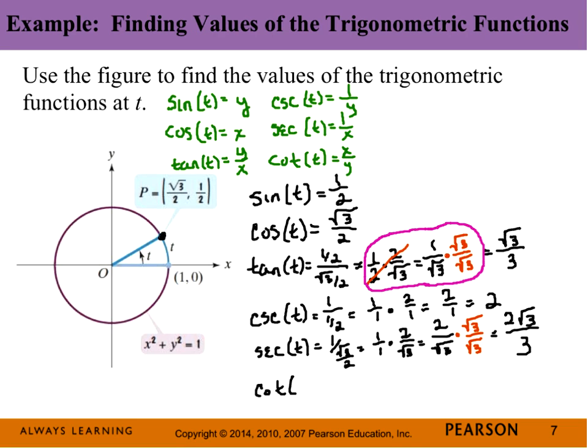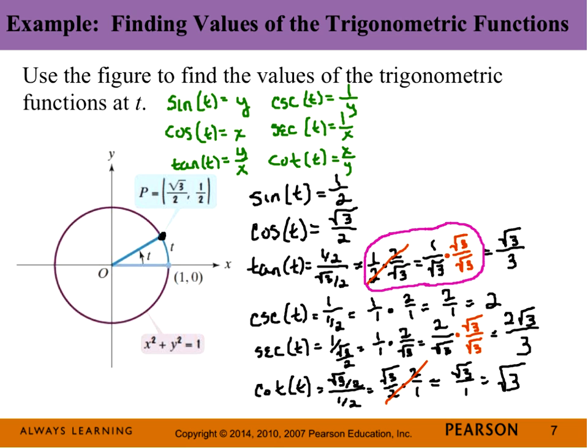And finally, the cotangent is x over y. So that's square root 3 over 2 divided by 1/2. Never divide fractions. Square root of 3 over 2 times the reciprocal 2 over 1. My 2's divide out, and I'm left with square root of 3 over 1, which is just the square root of 3.